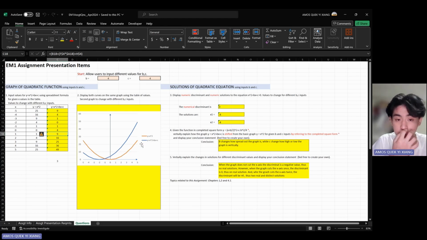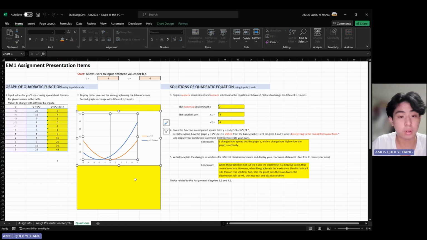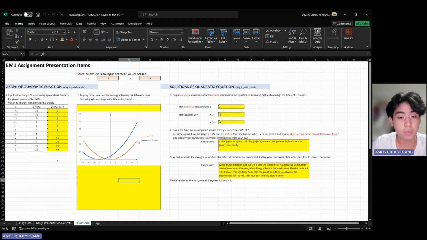So in question 2, I have the y equals x squared graph, and the y equals x squared plus bx plus c graph. So as you can see, I just sub in the values of the respective graph. So for y equals x squared, I just sub in these values over here, and for the y equals x squared plus bx plus c values, I just sub in the values from here.